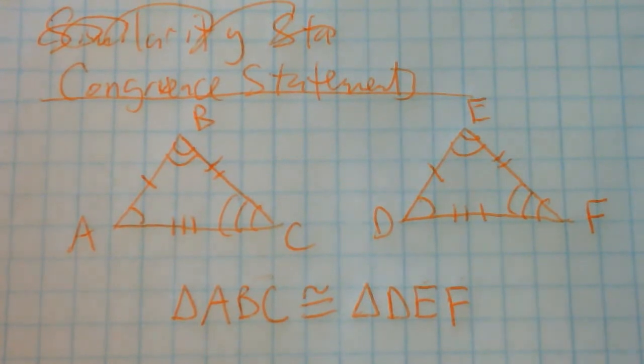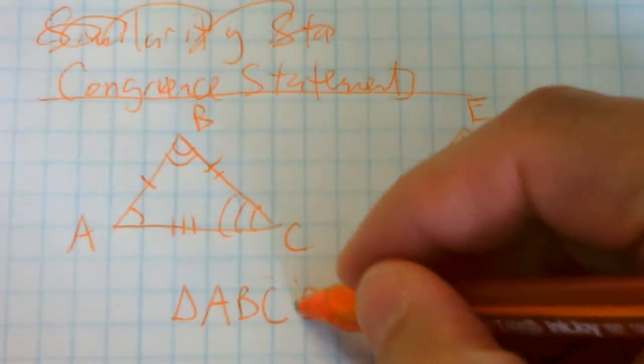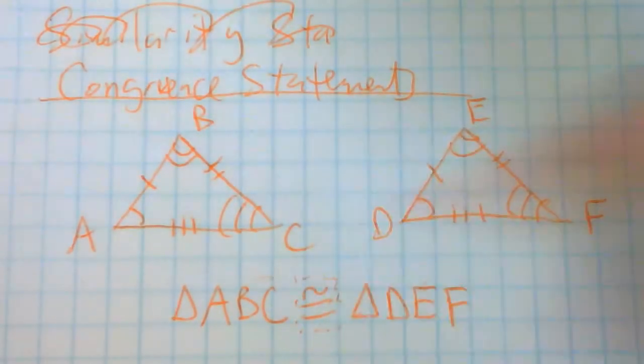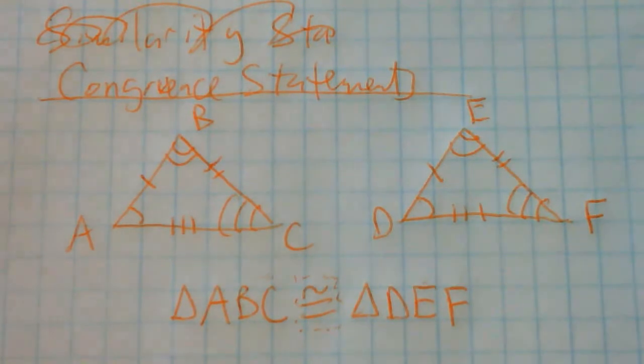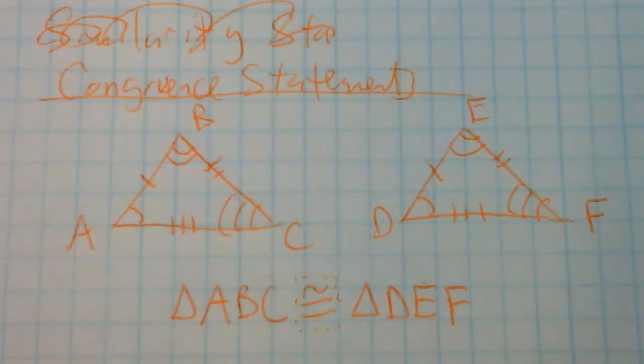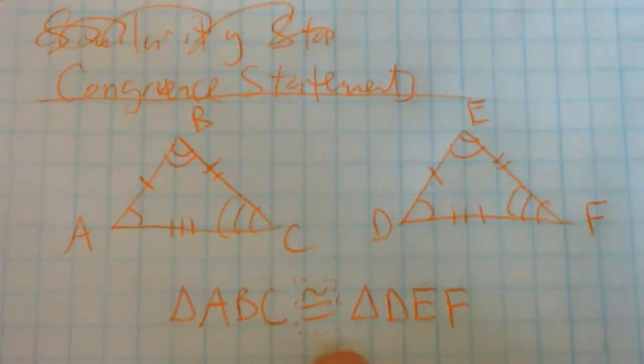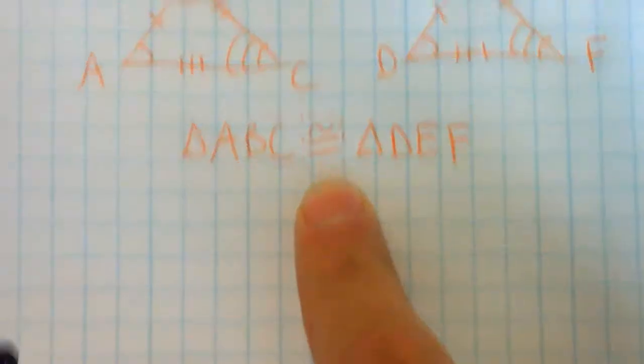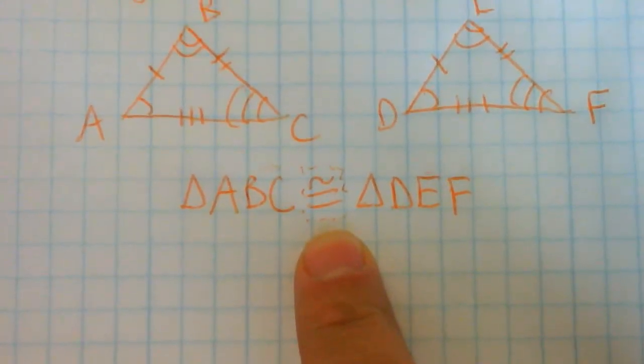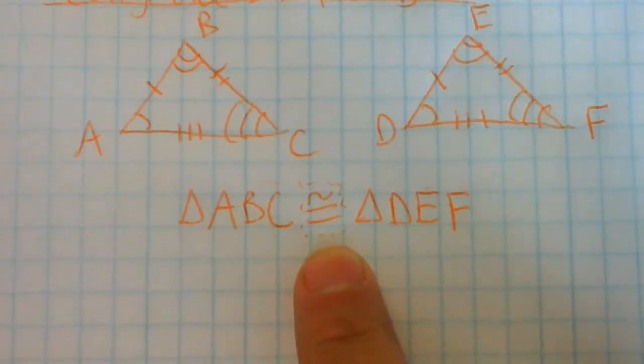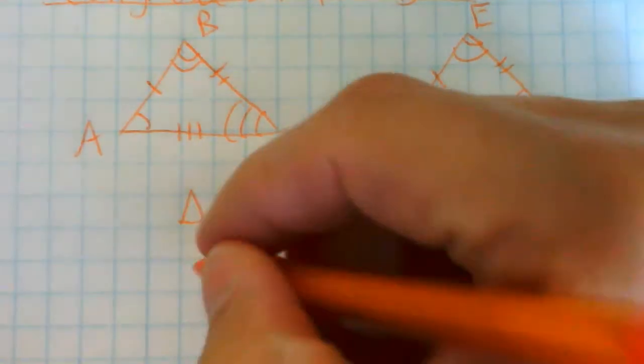All right, that should sort of be review. It's just like a similarity statement. The only difference is this thing right here in the middle. That's a congruent sign instead of a similar sign. All right, what kind of questions might you get asked on here? Well, one is to write the congruent statement. And notice that there's other ways to write this congruent statement that are also true as long as the corresponding letters go in the same order.